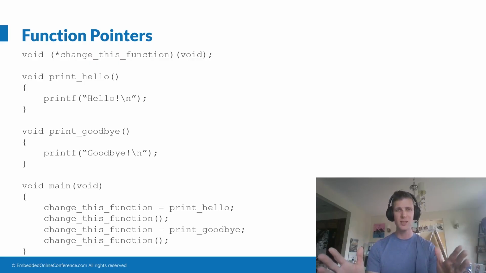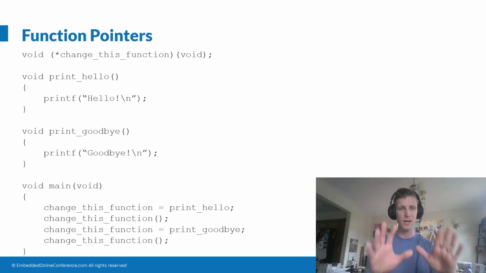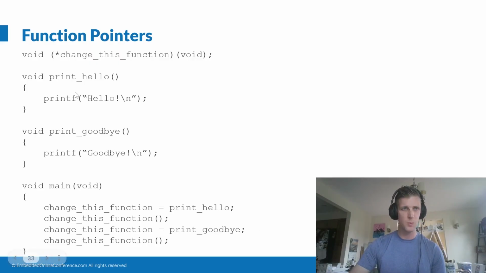So maybe this is familiar to you. If not, I want to make sure we understand what's going on with function pointers. So you see here in this sample code, up at the top, change this function is a variable. I'm declaring this variable as a pointer to a function, and the signature of the function that it's pointing to is a function that takes void and returns void. So any function that abides by this signature can be assigned to this variable called change this function.